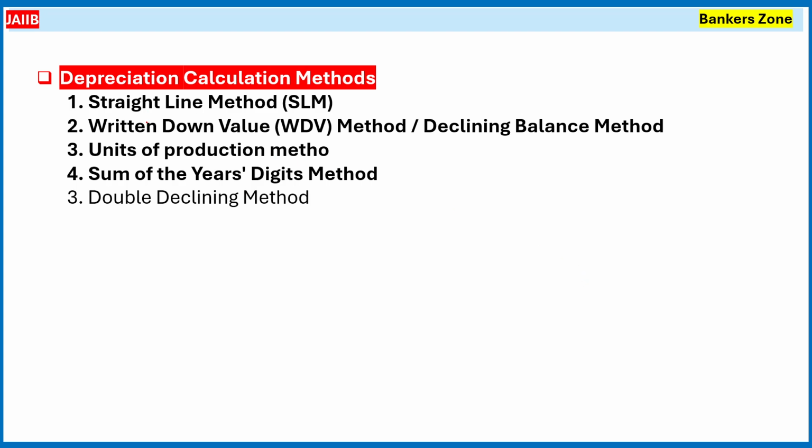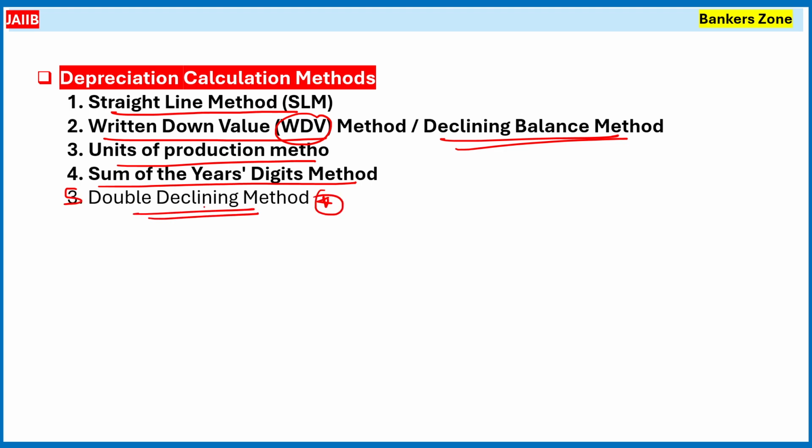Okay. So there are basically 4 to 5 methods. First is the straight line method. Second is the written down value method, WDV, also called the declining balance method. Third is the unit of production method, and fourth is the sum of years digit method. And fifth, there is the double declining method, which is not a part of your syllabus. Still, we will take it because you will get a better idea about depreciation.